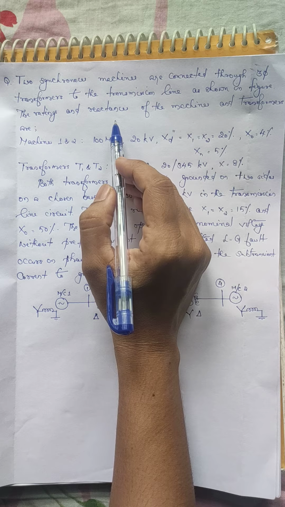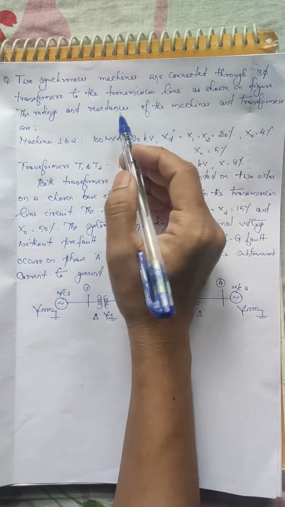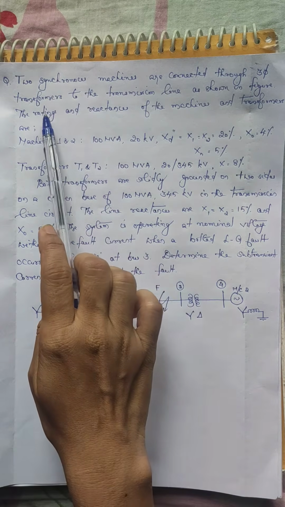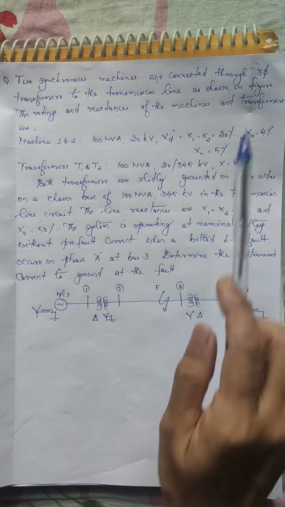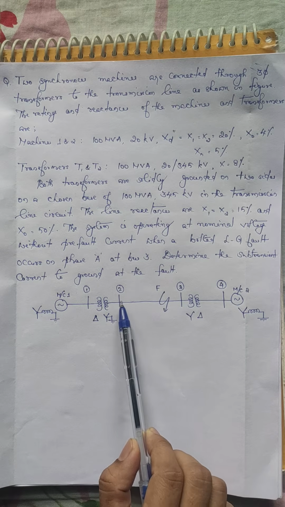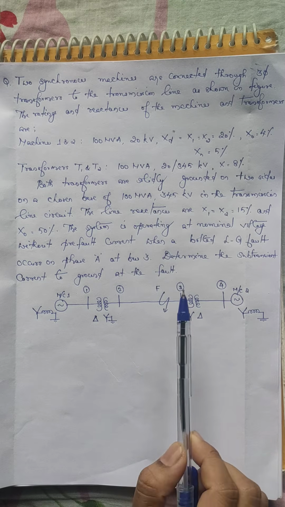Now we are going to solve a problem on unsymmetrical fault analysis, the single line to ground fault. Two synchronous machines are connected through three-phase transformers to the transmission line as shown in figure. Two machines are connected to a transmission line through three-phase transformers.